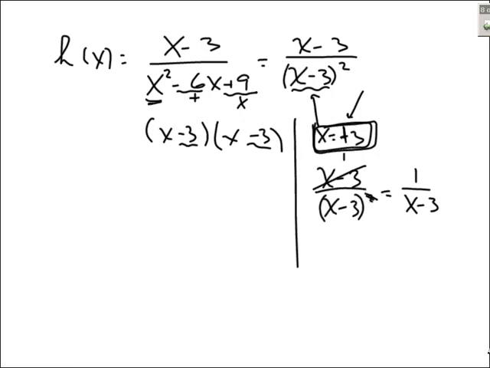And here's where it comes together. When you plug in 3, in this case you get 1 over 0. If you got 1 over 4, it's removable. If you got 0 over 0, you didn't cancel enough. If you get 1 over 0, it's a vertical asymptote at x equals 3.